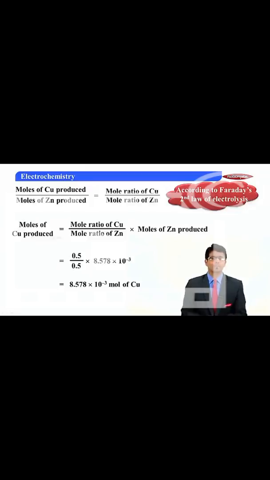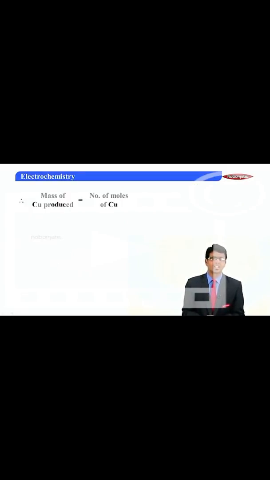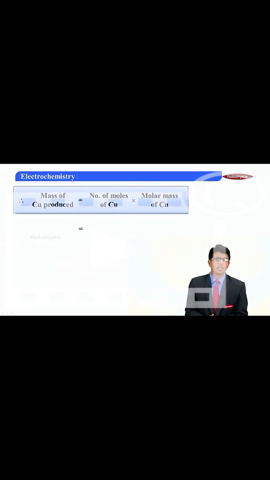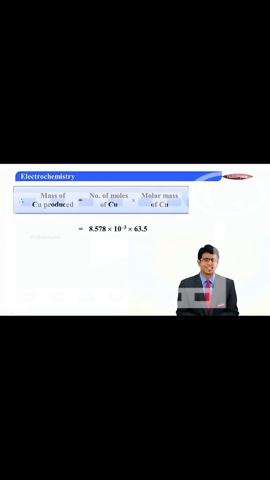That is 8.578 into 10 raised to minus 3. So many moles of copper are produced, and through this we will be able to find the mass of copper produced. Mass of copper produced is the number of moles of copper multiplied by molar mass of copper. So here number of moles of copper, we know it is 8.578 into 10 raised to minus 3. Its molar mass is nothing but 63.5. So the answer comes out to be 0.5447 grams of copper. So that is the final answer for the mass of copper produced.